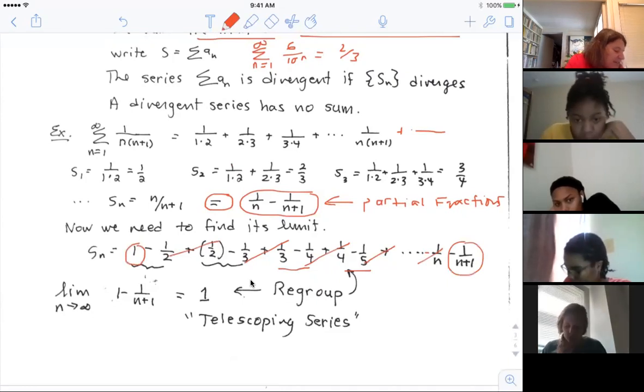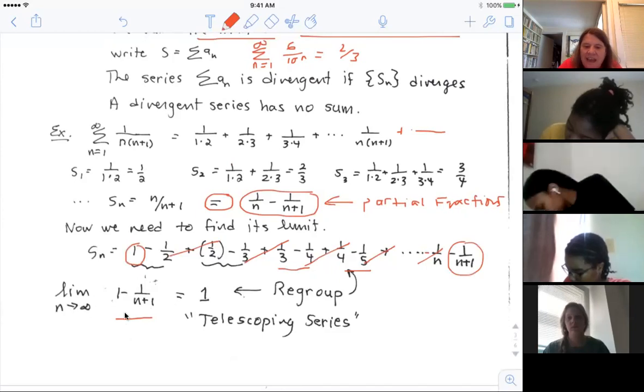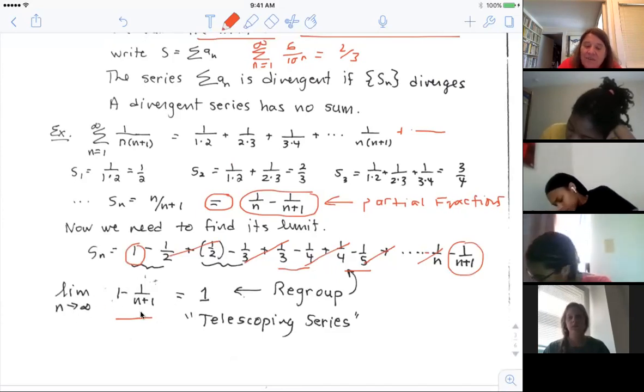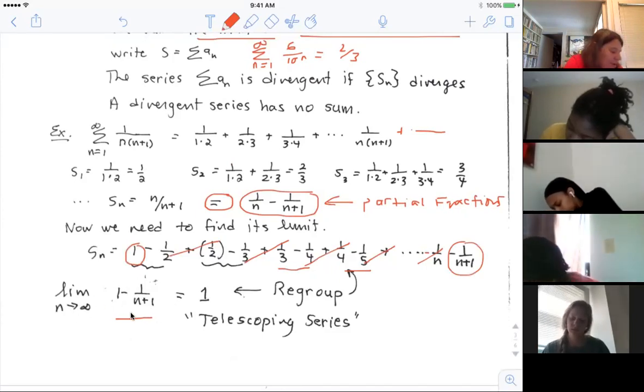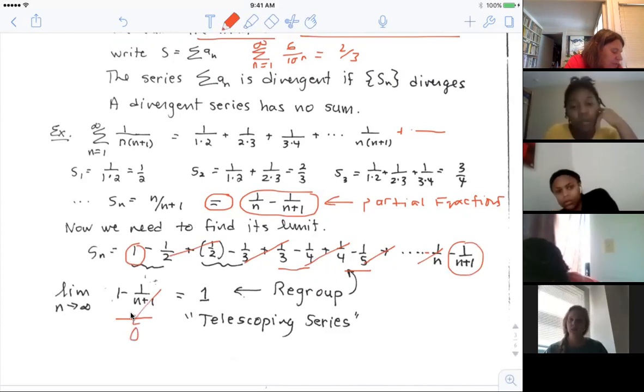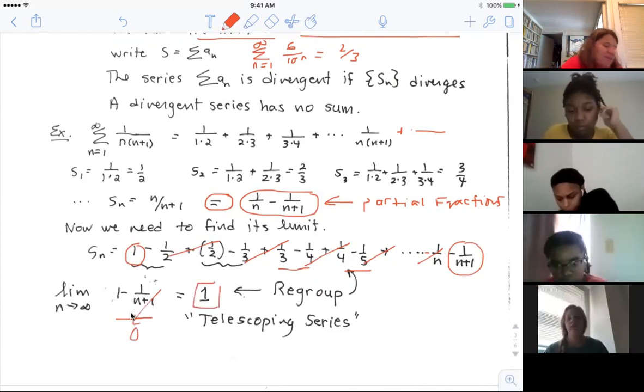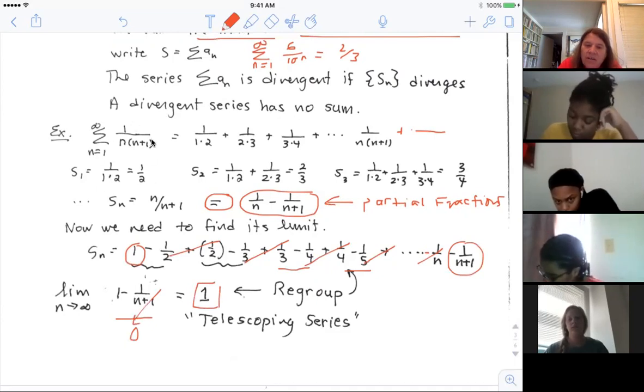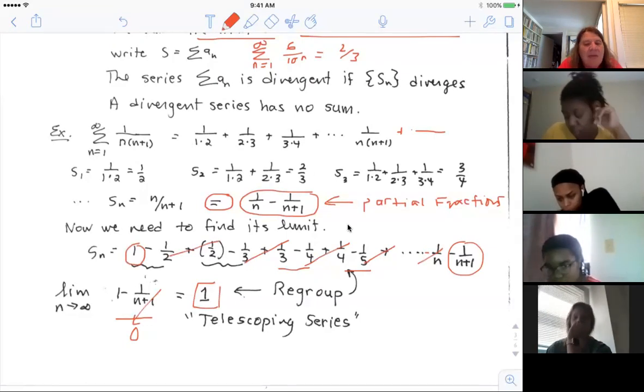Now, because that is my Sn, I'm going to take the limit as n goes to infinity of that. The limit as n goes to infinity of 1 over n plus 1 goes to 0. It is 1. That tells me that the sum of this series right here is 1. Its sequence of partial sums is getting closer and closer to 1. It collapsed like this, and it's called a telescoping series.